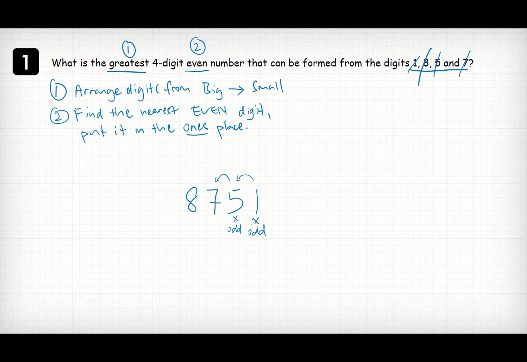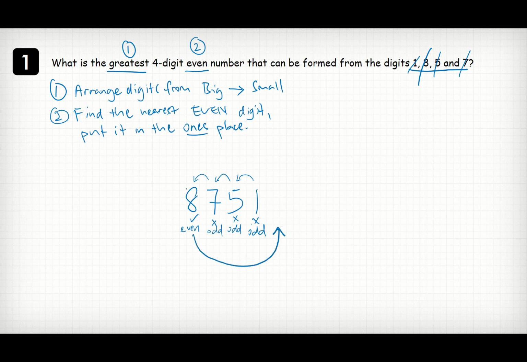Let's go on to the hundreds place. Is 7 an even digit? Again, 7 is not an even digit. It's an odd digit. So I can't use it. And finally, when it comes to thousands place, is it an even digit? Yes. Finally, we have an even digit. And we say we must put it in the ones place.